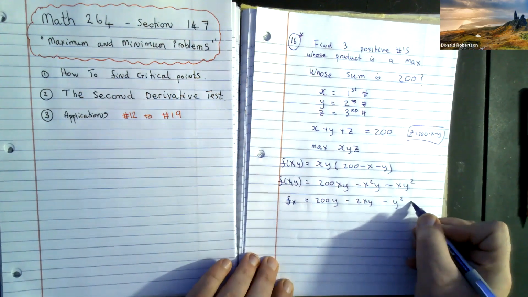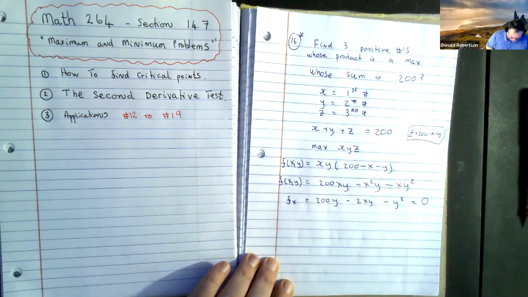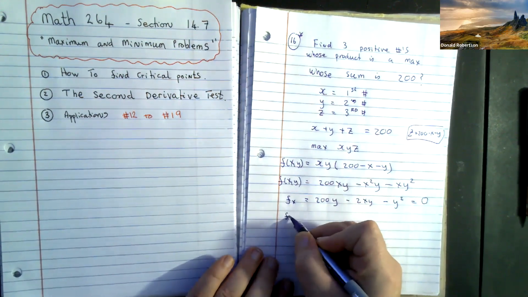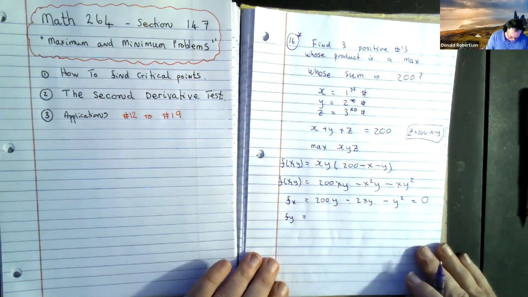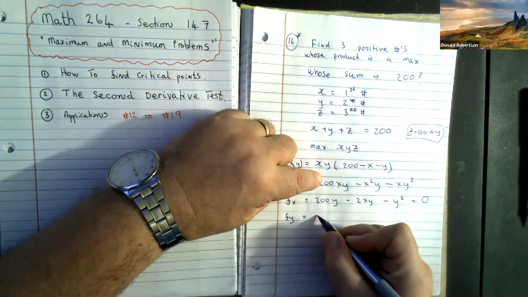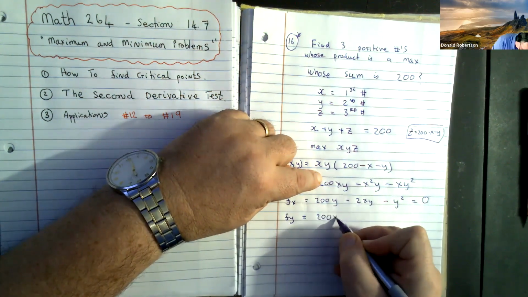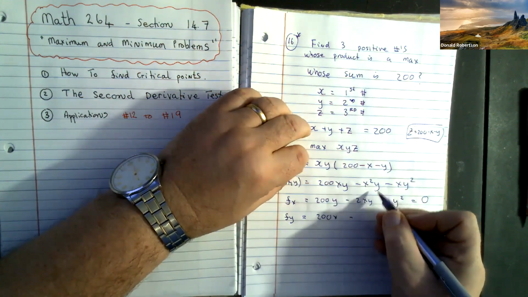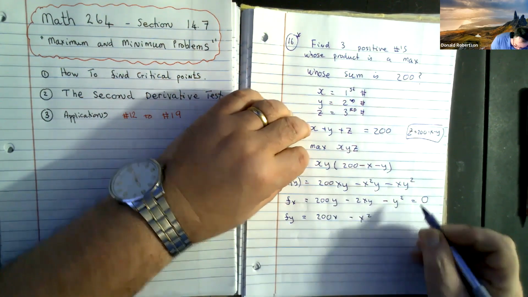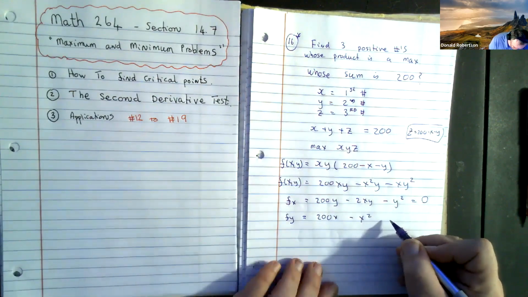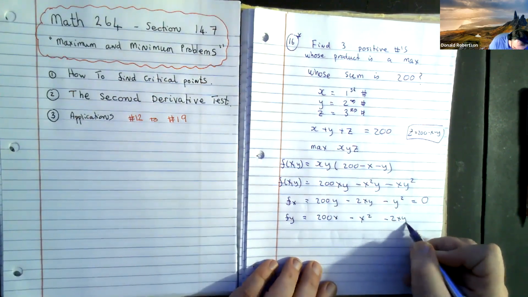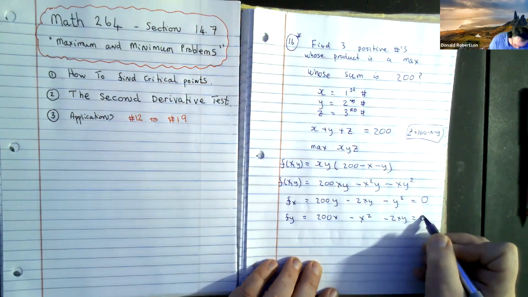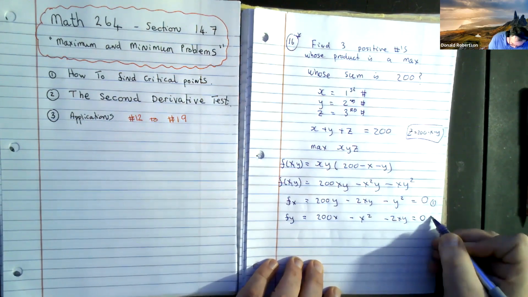Now if I set that equal to 0, now the second one, partial derivative with respect to y, that guy is going to be 200x, that guy is going to be x squared, and that guy is going to be minus 2xy, and that's going to also equal 0, right? So there's my 2 equations.